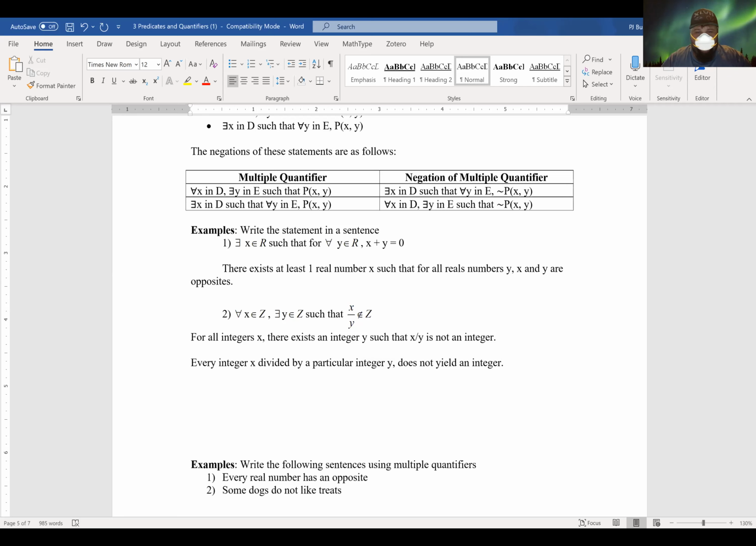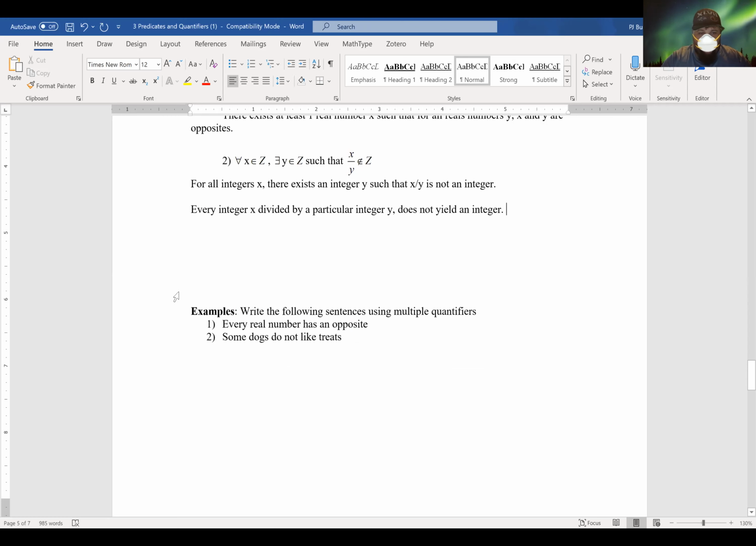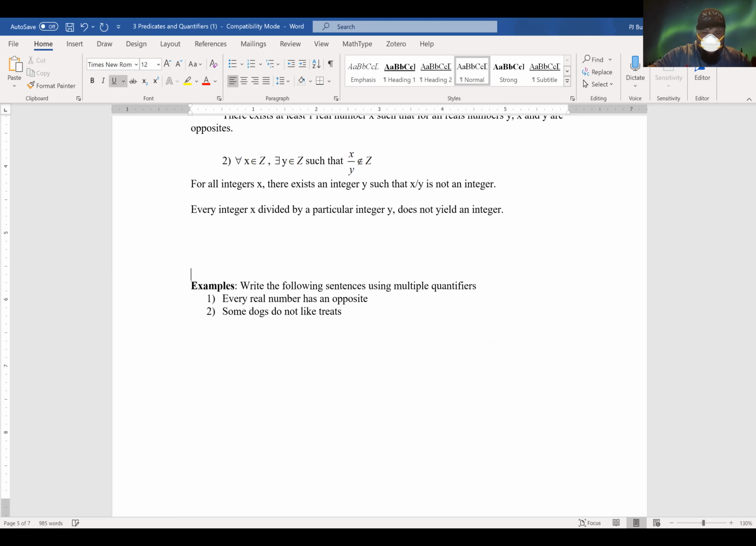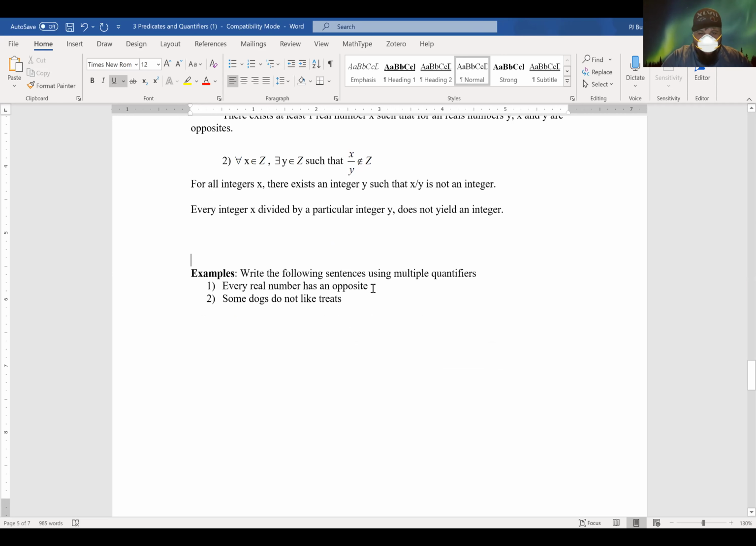So hopefully that exercise wasn't too terrible. The next thing is changing a sentence into multiple quantifiers. And then after that, the next logical step is to work on the negation. So let's turn these guys into multiple quantifiers. So every real number has an opposite.